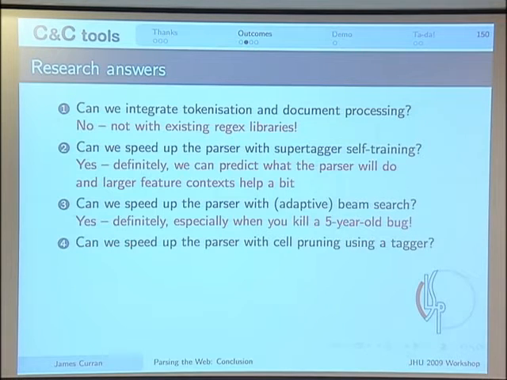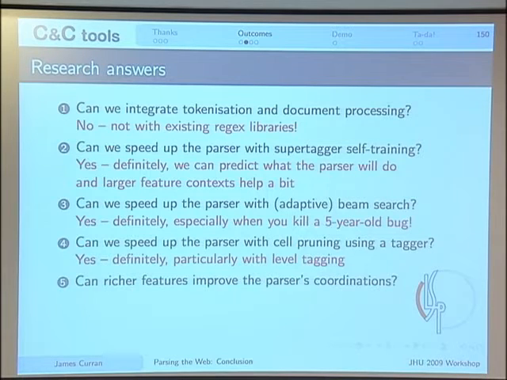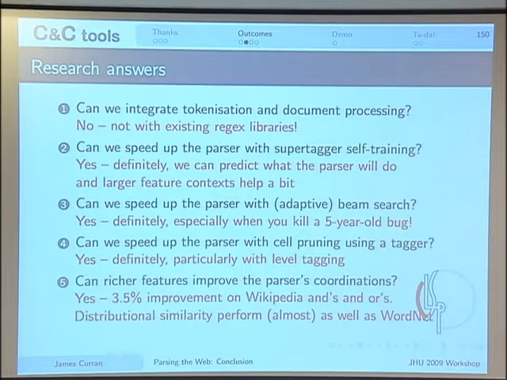Can we speed up with cell pruning using a tagger? Well, you saw the numbers for that just before. And that's particularly true if you're going to use this level tagging. And the final thing in our list of research questions is if we've got a bunch of richer features, for example, information from lexical semantics, distributional similarity, and so on, can we do a better job of coordination than the parser currently does? And the answer to that is yes, definitely as well. So they're the main set of research answers, I guess.